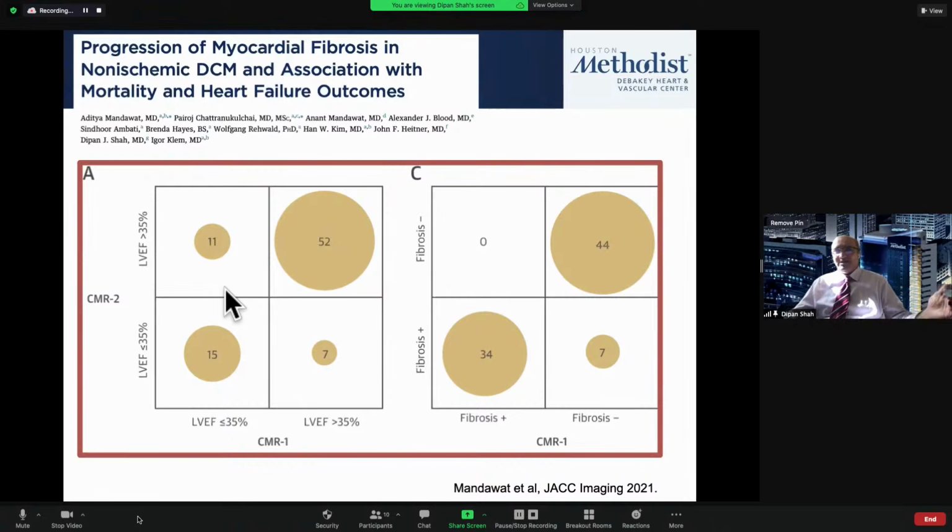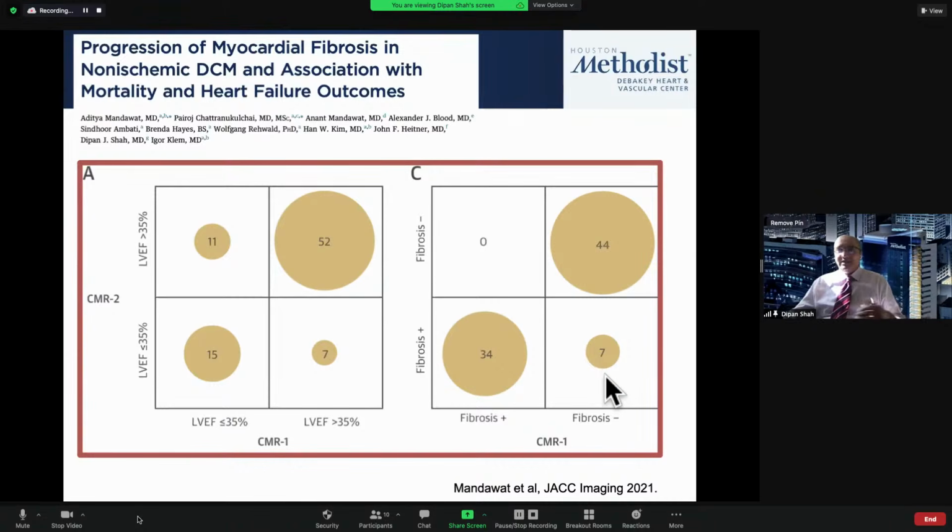So EF is more dynamic. It can improve or get worse. Interestingly, scar never went away. So those patients who had fibrosis on the initial scan, none of them had regression or resolution of their fibrosis. And some of them, in fact, went on to have further progression.